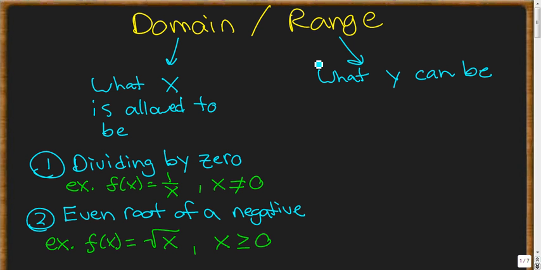But for example, like a square root can't create a negative number, so in that case, your range would only be positive numbers, and so on and so forth. So range is a little more complicated to tell, but that's what range is. Mainly focus on your domain.